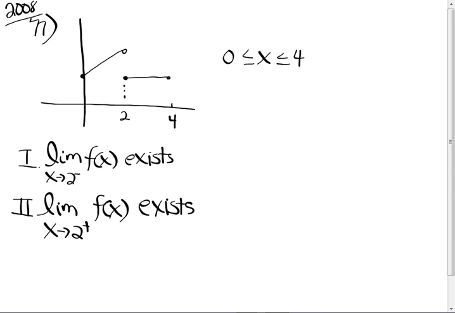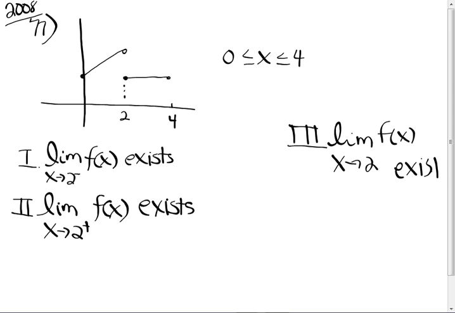And then the third thing is the limit as x approaches 2 exists. Unfortunately, that's not a good thing. For the third one, what has to be true? The limit from the left has to equal the limit from the right. So let's find the limit from the left.